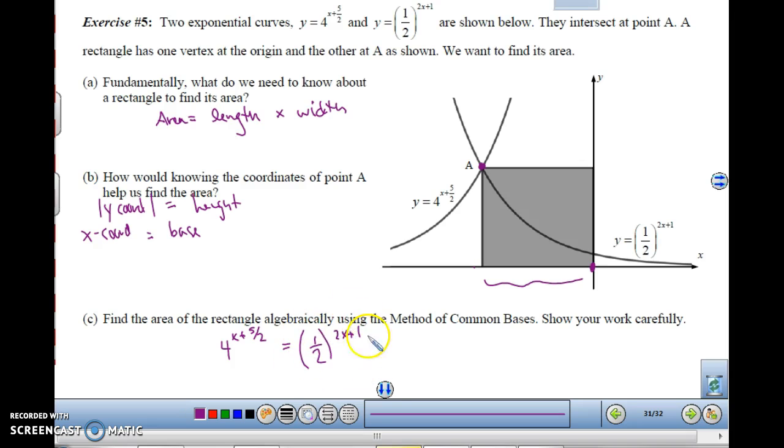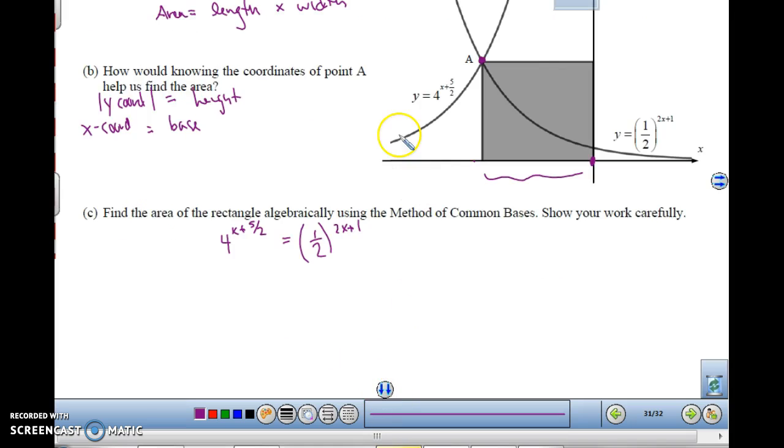All right, so let's see if we can get this to be the same base. Now, what can I write 4 as? Well, I can write it as a base of 2. So that would be 2 squared raised to the x plus 5/2. Now how do I write 1/2 as a base of 2? If I move it up to the numerator, we're making a negative exponent. So that would be 2 to the negative 1 to the 2x plus 1.